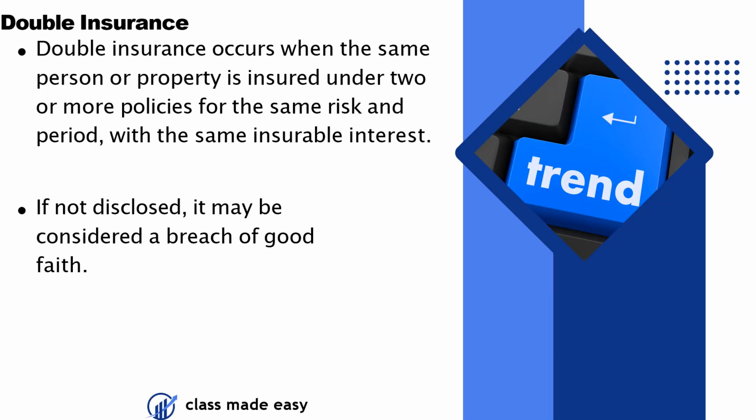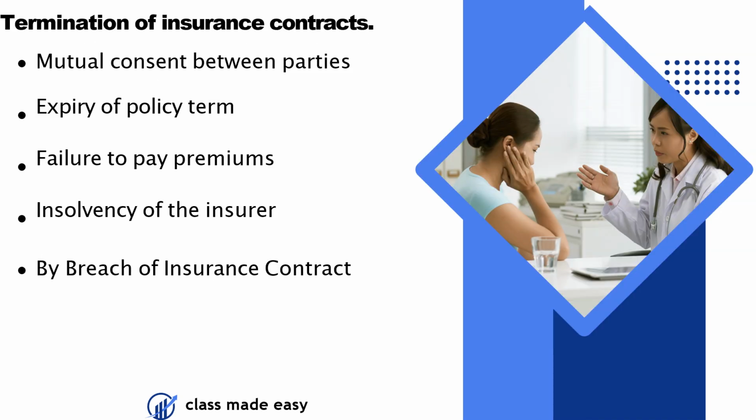And then we also have in insurance what we refer to as double insurance. It occurs when the same person or property is insured under 2 or more policies for the same risk and period with the same insurable interest. It is also important to disclose this double insurance. If you have done 2 insurances, it is important to disclose as you are entering into the contractual agreement. That's why we are noting it is very, very important. If it is not disclosed, then it may be considered a breach of good faith, or a breach of what we have just said, the utmost good faith principle.